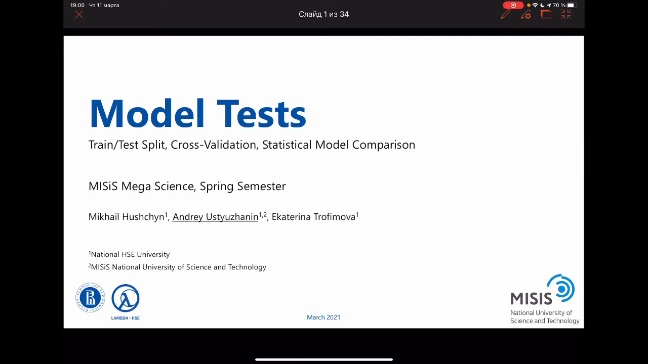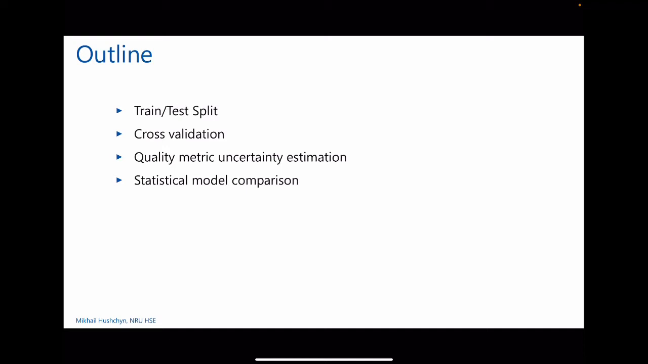In this subsection, we're going to talk about applying the quality metrics we discussed previously. How do we do it in a systematic way? So we're going to cover different splitting schemes of the data set that allow us to estimate uncertainty of the quality metrics, and talk about statistical model comparison that allows us to evaluate and see if two models are statistically different.